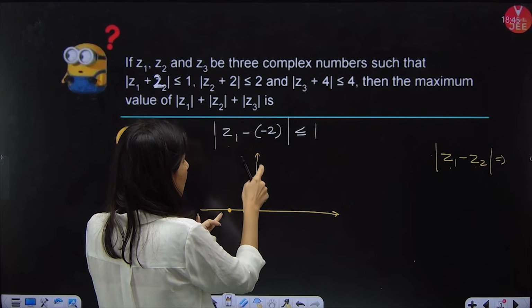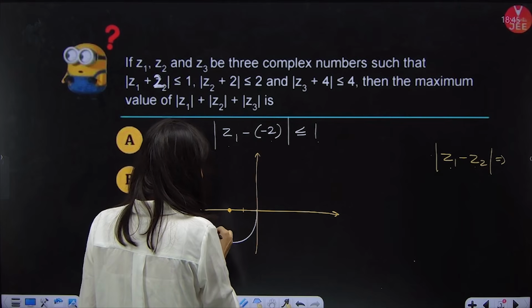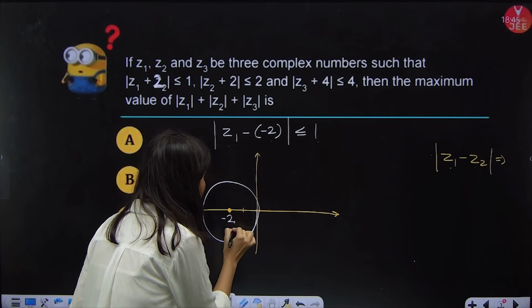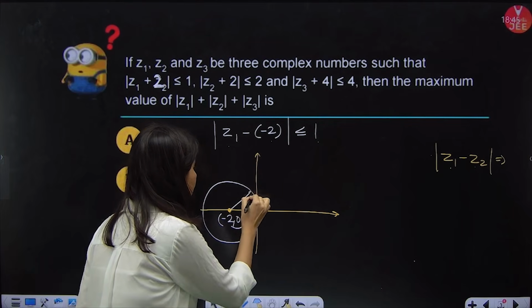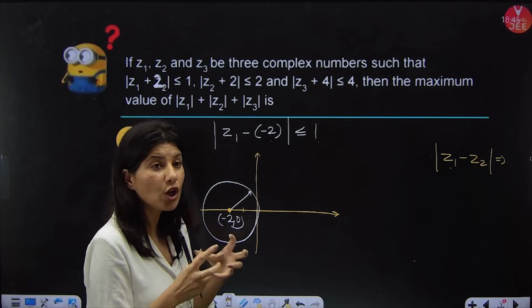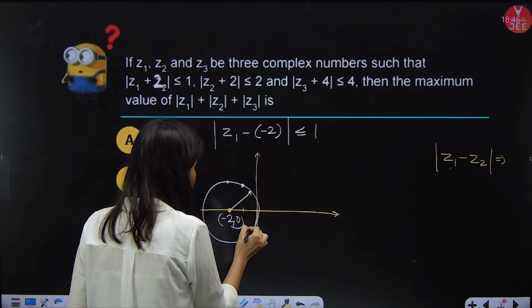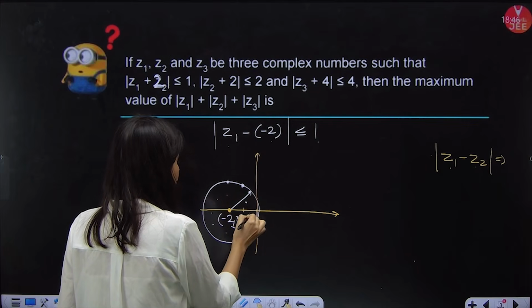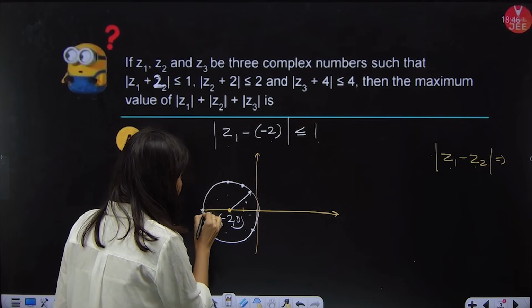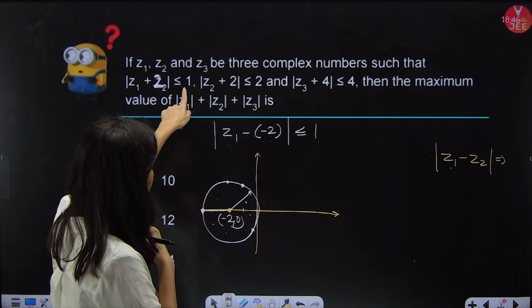The distance between Z1 and minus 2 is 1 or less than that, so it is forming a circle. Z1 always lies on a circle whose center is minus 2, 0 and radius is 1, either lying on it or inside it. What all points can Z1 be? Z1 can be here, here, or inside the circle as well, right? But I want Z1 to be at maximum distance from the origin. So for that, Z1 should be this point, and this is your 1.